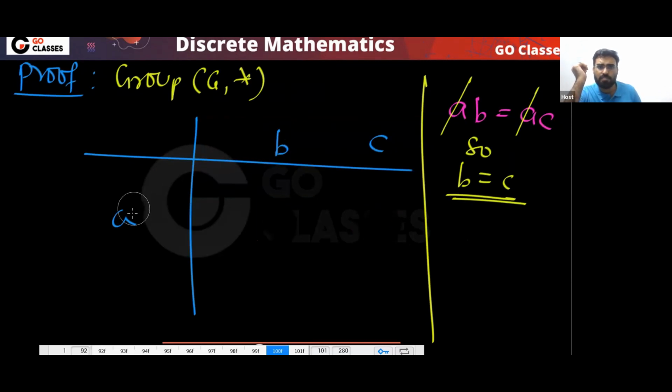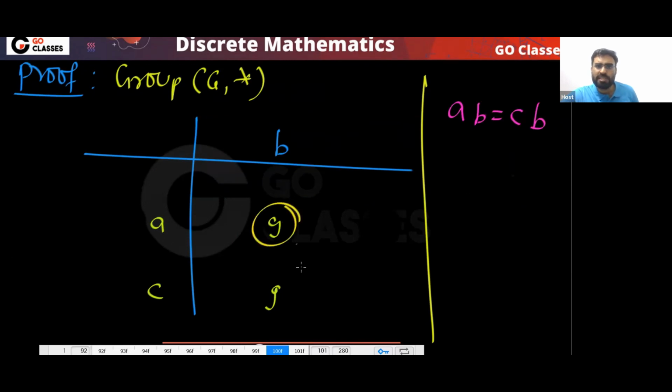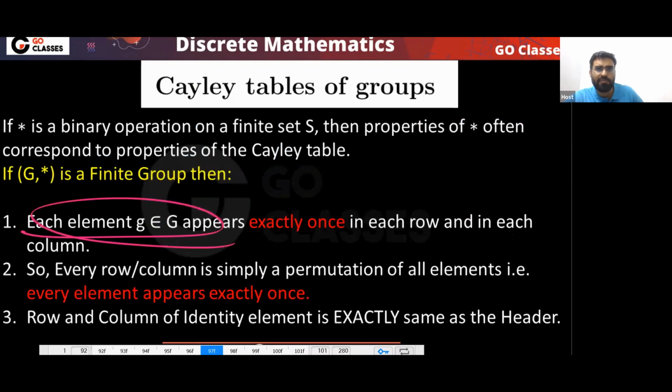For example, let's assume A here, C here. If this happens, then what is the problem? Now you can notice that AB is equal to CB, correct? Because this means AB, this means CB. Now, because it is a group, you can do right cancellation. So I can say that A equals C. So if these repeat, then A comma C will be the same. So that's the point: each element will appear.